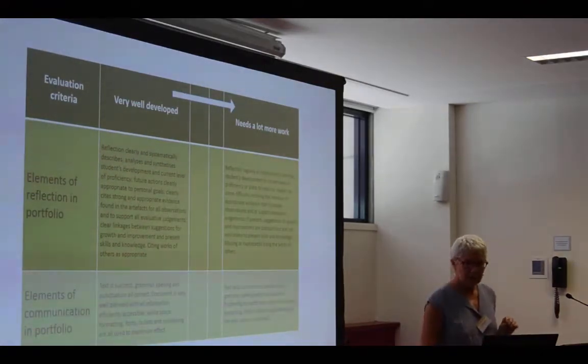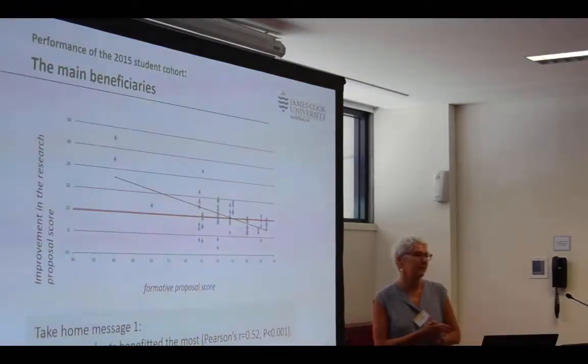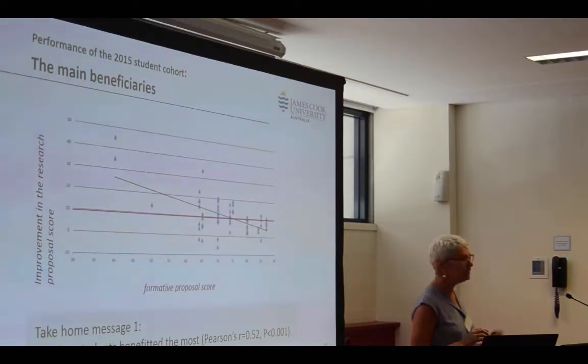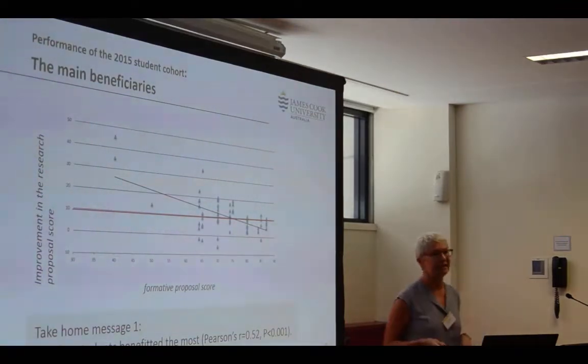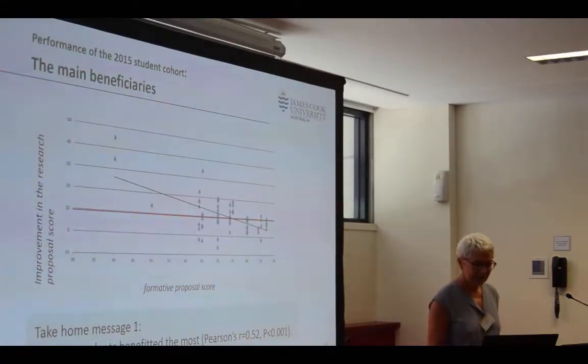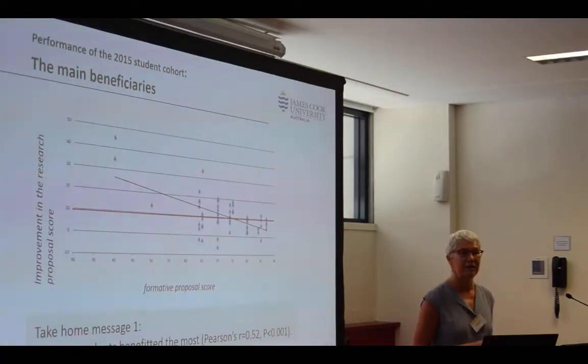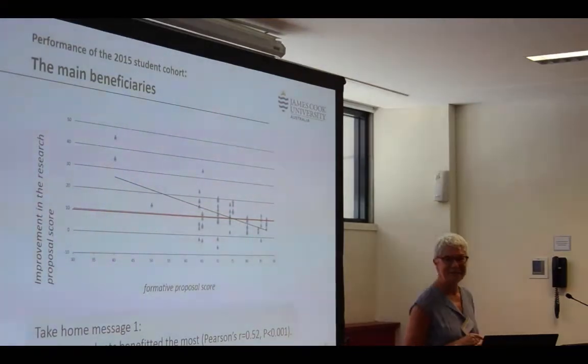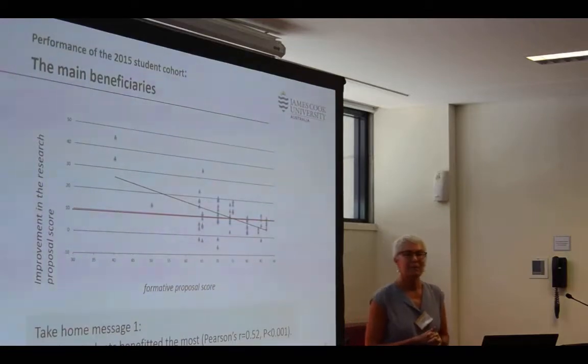Okay? So the first question is who were the main beneficiaries of the subject. For this, I looked at how students performed at the formative submission, what grade they got for their first effort, and then I looked at how much they improved between the first and the second. And most of the students improved. Basically, here's your 0 mark, which means that if you lie along or above that line, you have improved. If you are below that, you went backwards. And fortunately, very few students went backwards, and not by much, and most students improved.